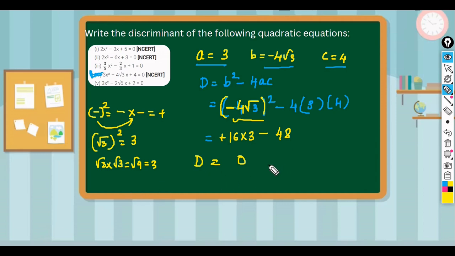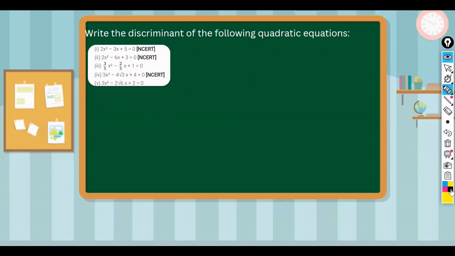Look at this number. This is giving you D equal to 0. If D is 0, then what is the nature of the root? There exists only one root. One real root exists. Clear? Yes.